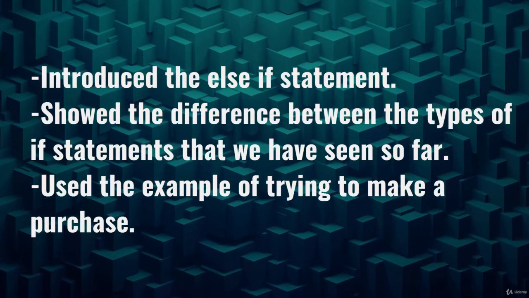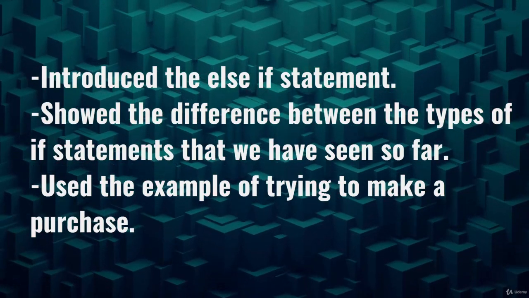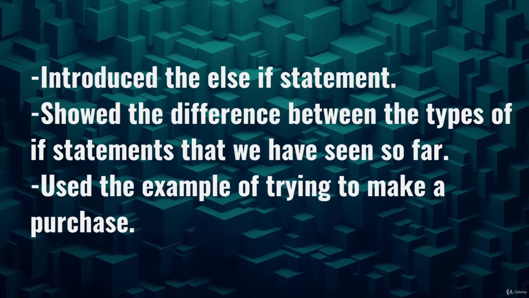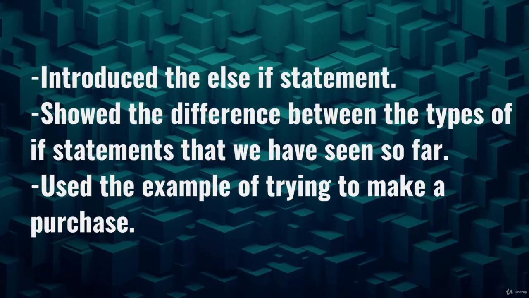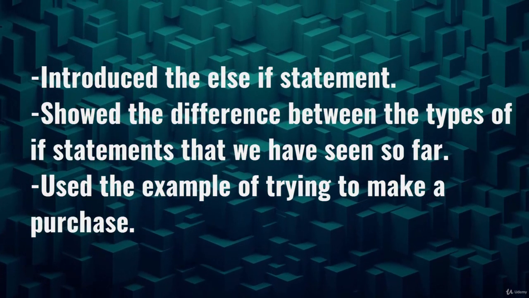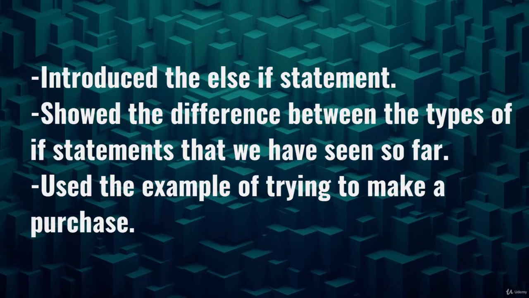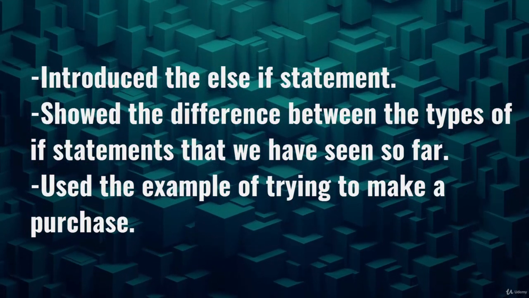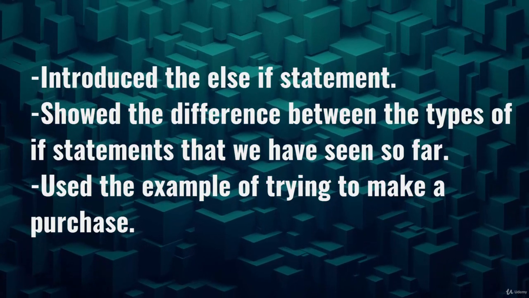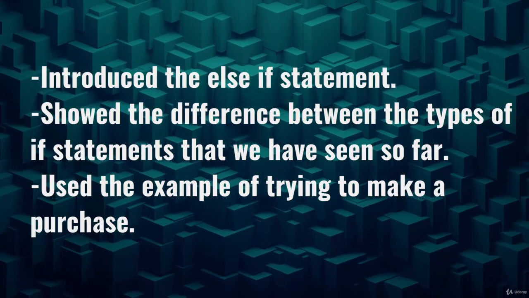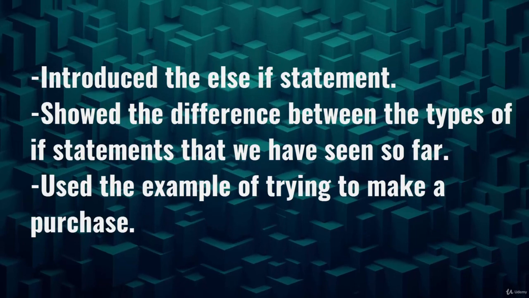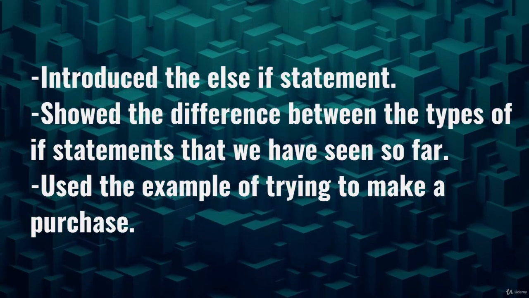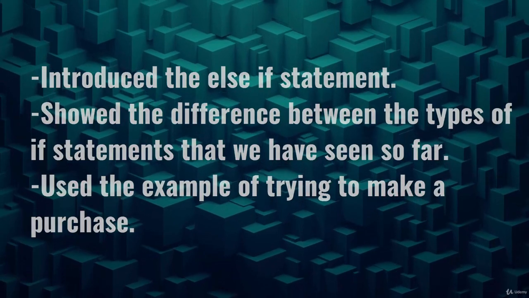or two. So we used the example of trying to make a purchase to demonstrate this, where we had a bank balance and a purchase we were trying to make. We first tested to see if we couldn't make the purchase, and if that test failed, which means we had enough money, we tested to make sure we did, and then we had messages print out based on the outcomes of those tests. Okay, so next we'll be looking at else statements.